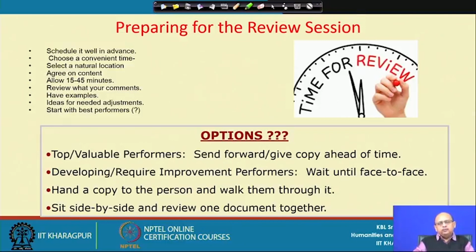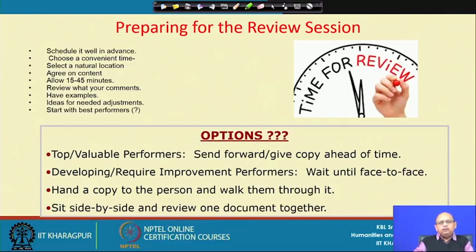Then you also ask, okay, if there are issues, how could they be taken up further, right. So, you also talk about adjustments related to performance, related to goals and standards, related to the processes, or even related to the competencies that the individual has. That would help them to look at it in a different way, right.